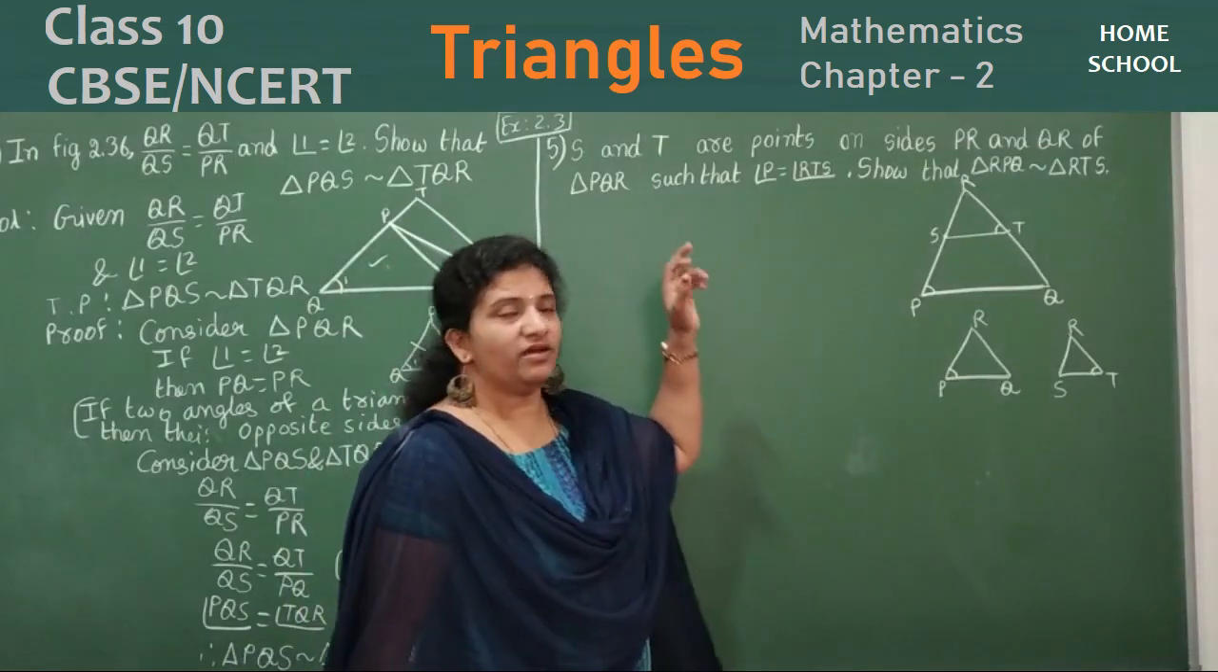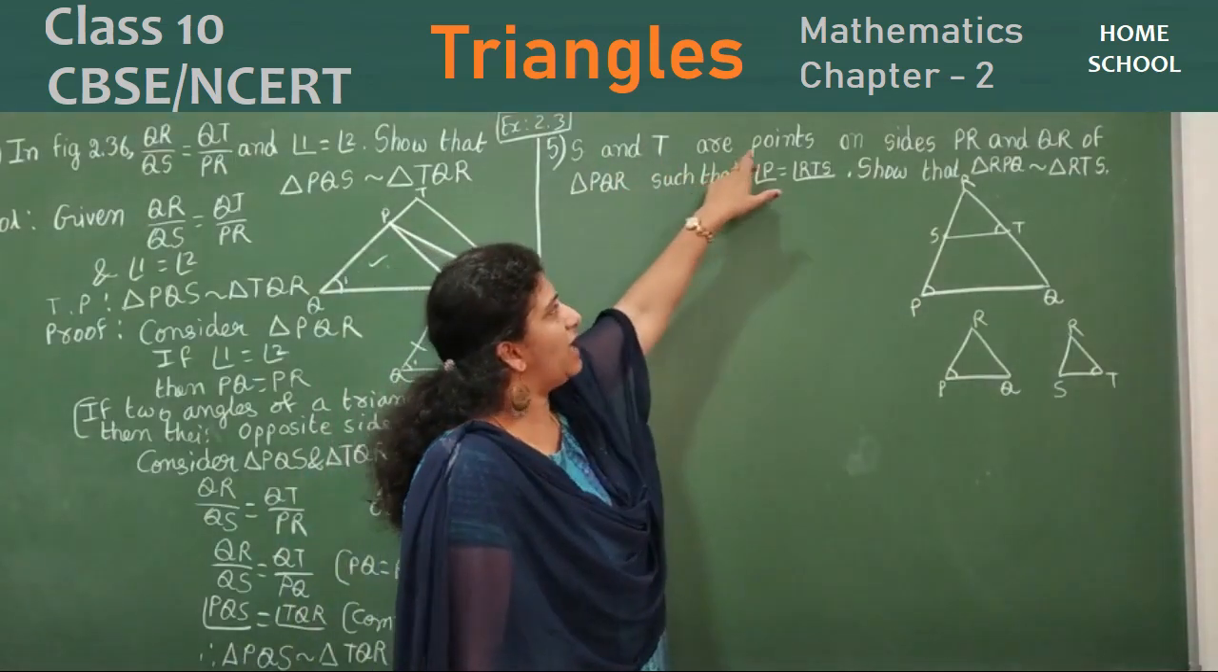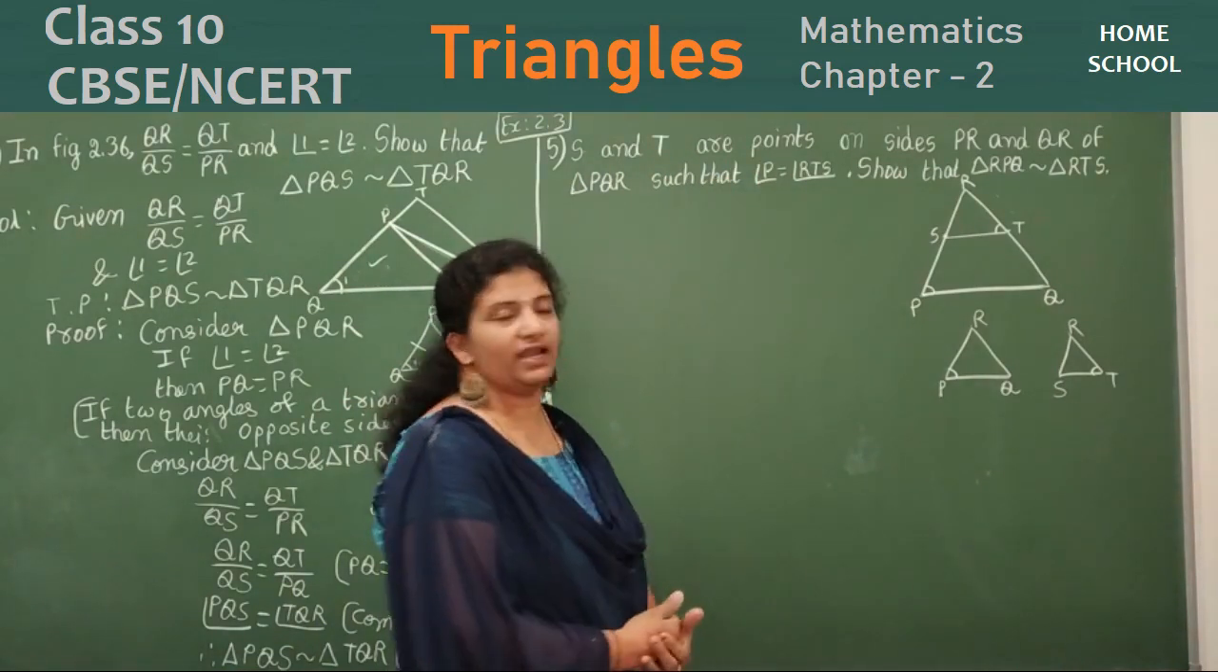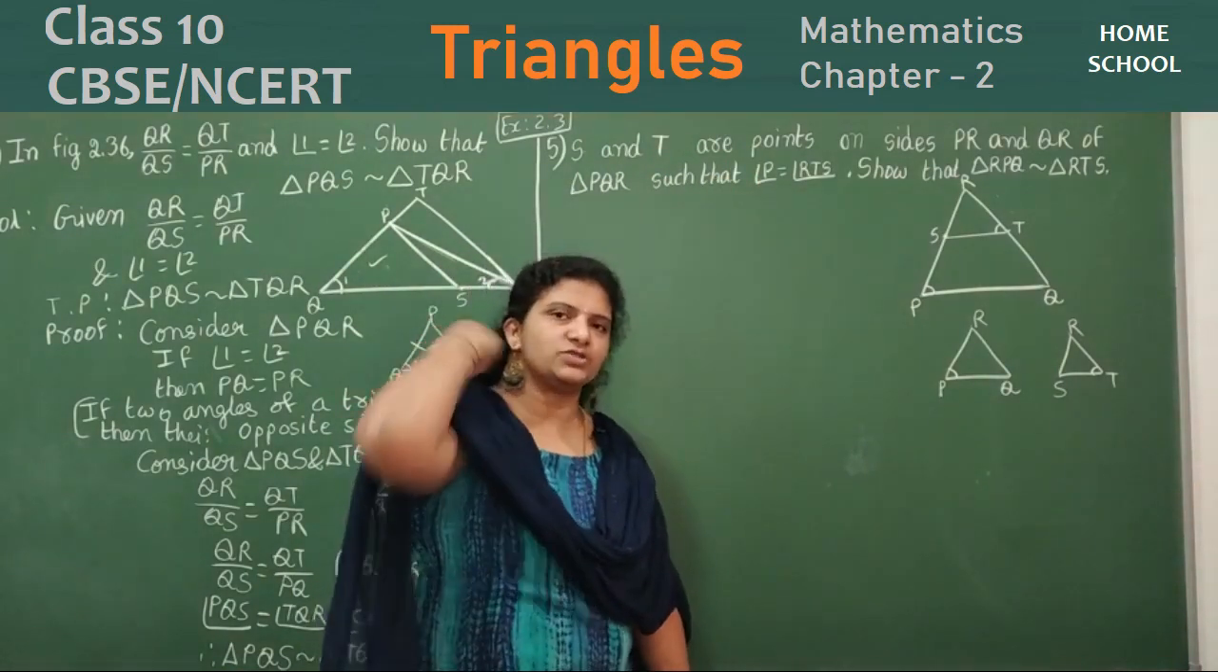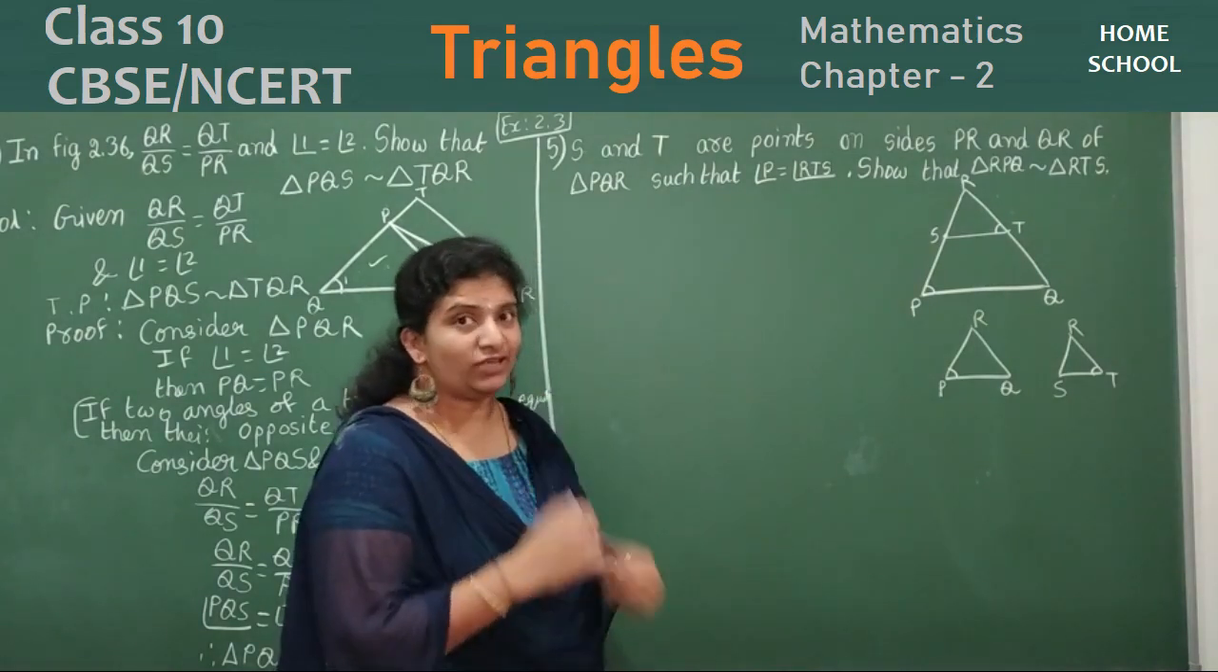See the next problem here. S and T are points on sides PR and QR. Actually, in the textbook, they did not give you any figure. So we need to draw the figure.